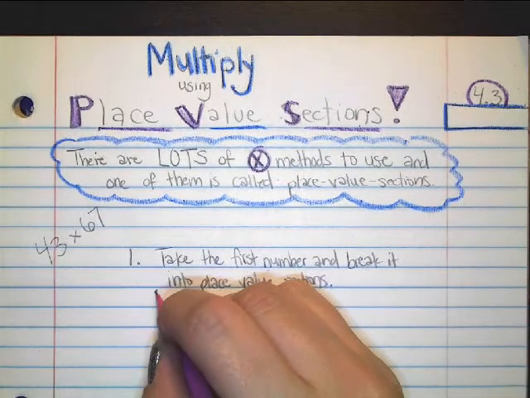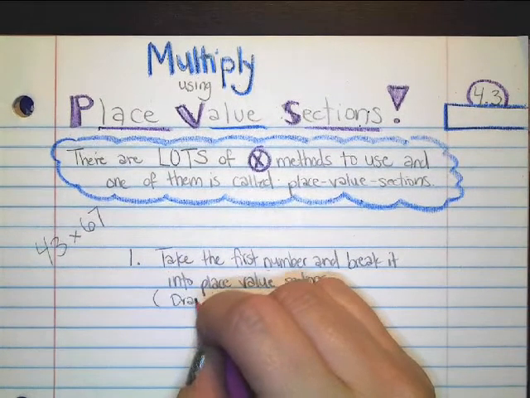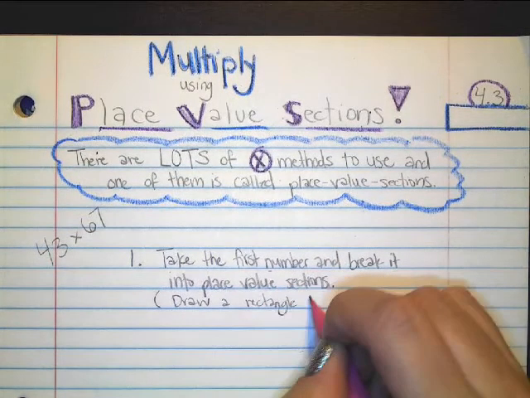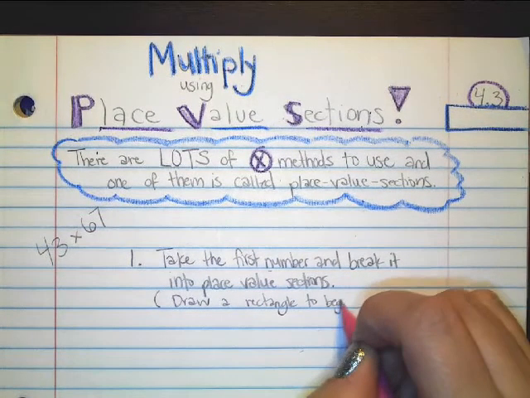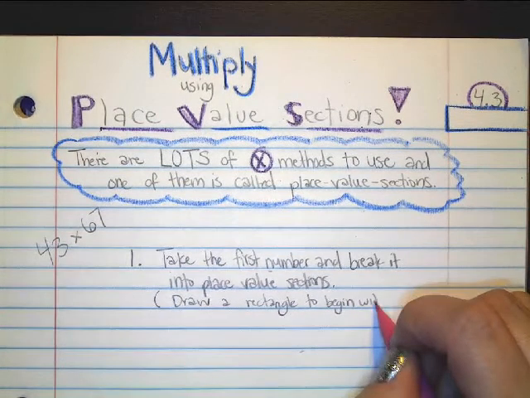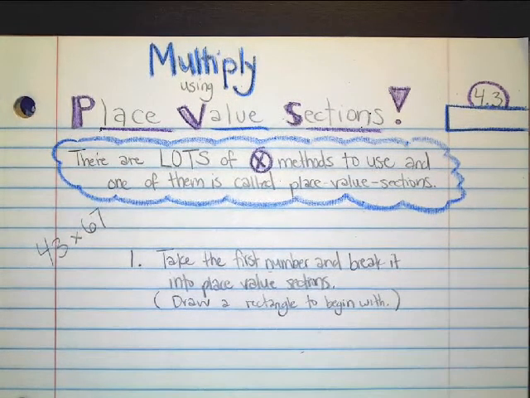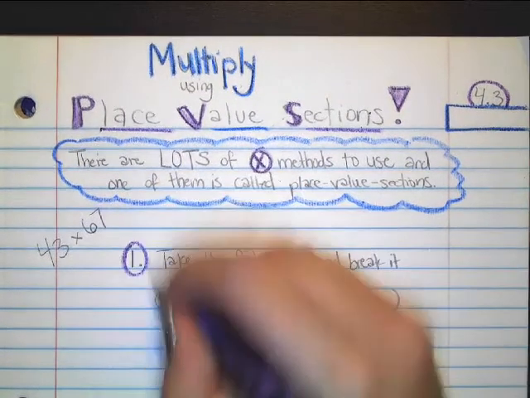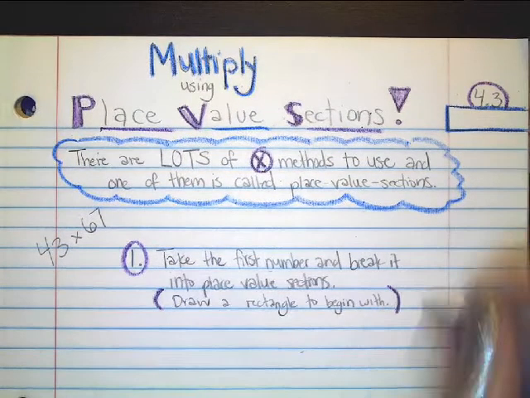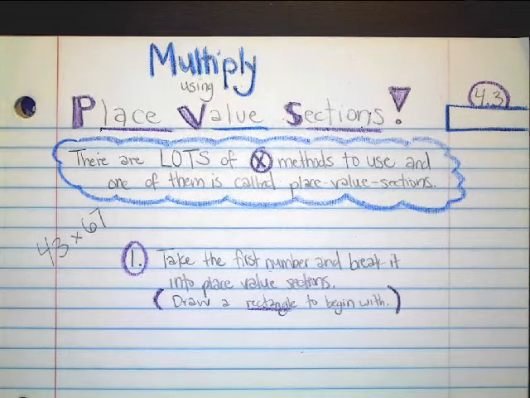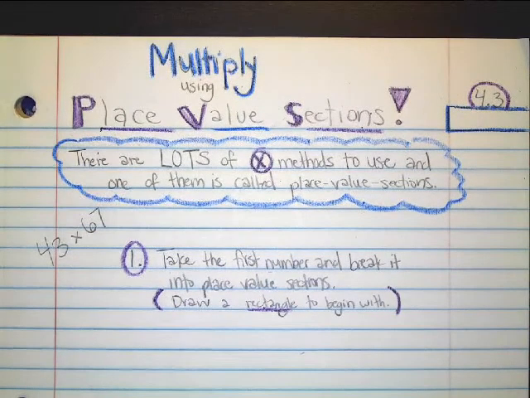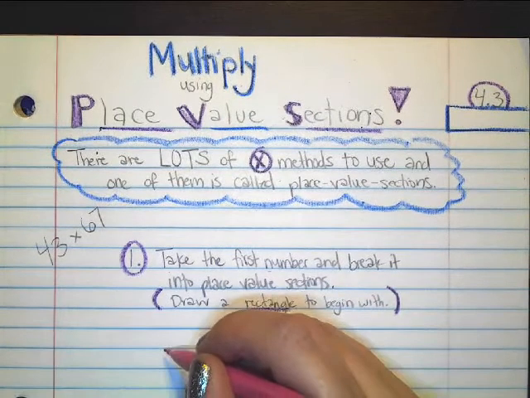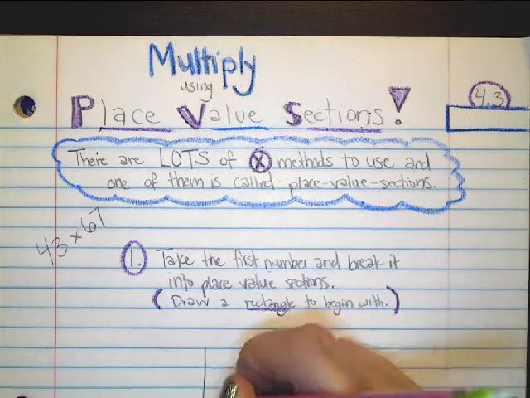Then we're going to put in parentheses here, draw a rectangle to begin with. In fact, I kind of wish I would have said that first, but this is step number 1. We're going to be drawing a rectangle to begin with, and we're going to take the first number and break it into place value sections. So let's draw a rectangle to begin with.